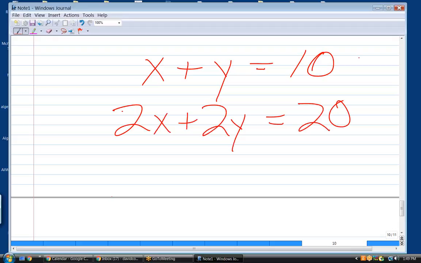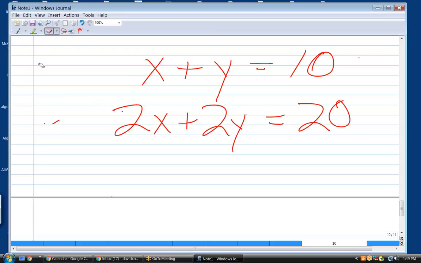But you can't, because the second equation is not an independent equation. All it is, is a multiple of the first equation. I have not given you any additional information when I wrote that equation. I could have taken the first equation, multiplied both sides by 2, and I would have gotten this equation.